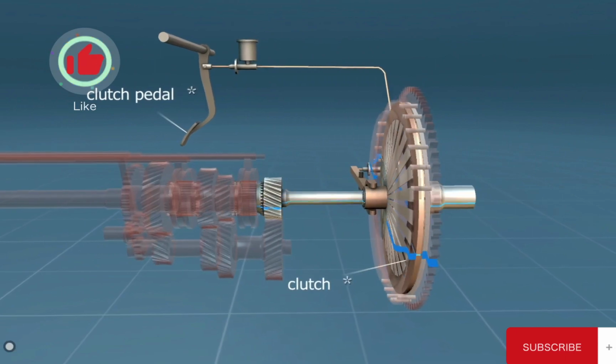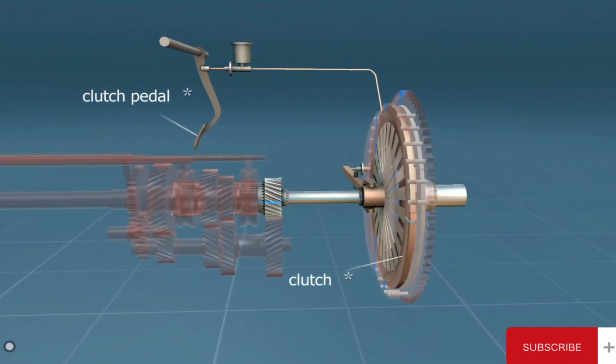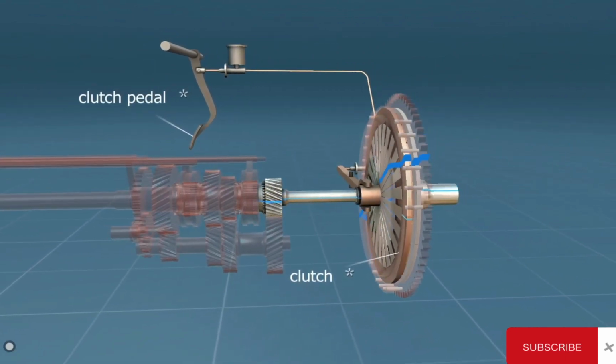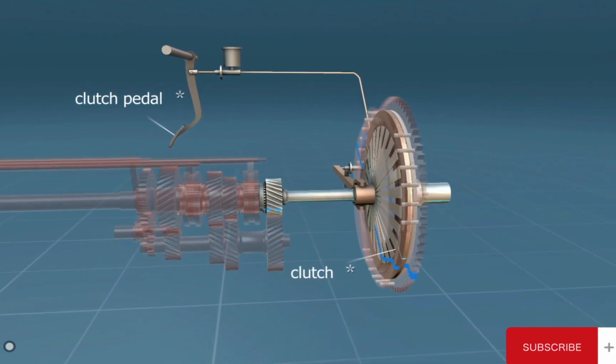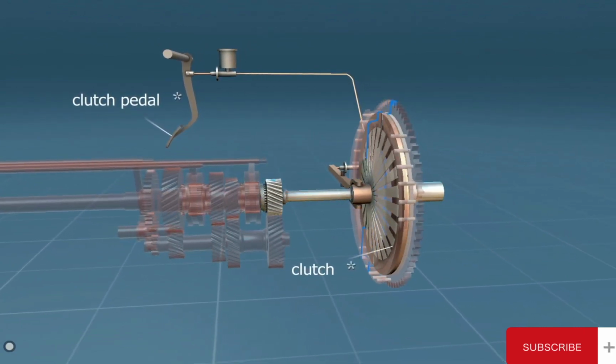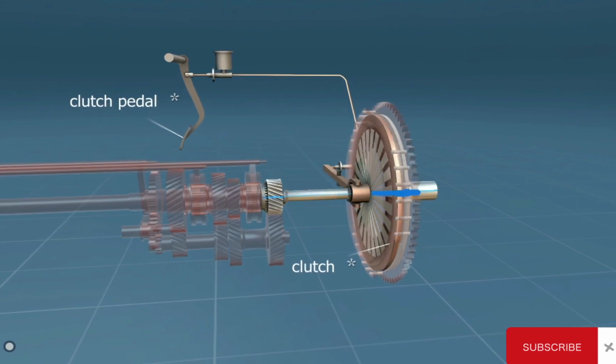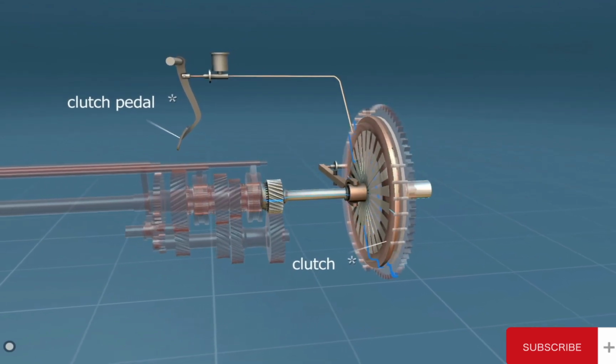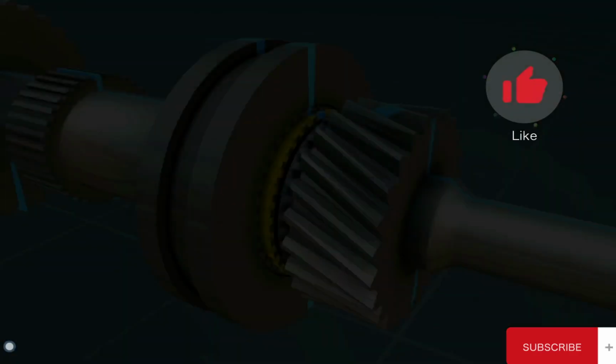With the clutch pedal released, the engine drives the input shaft and thus the wheels. With the clutch pedal pressed down, the crankshaft revolves without driving the transmission and the wheels. This enables us to shift gears.